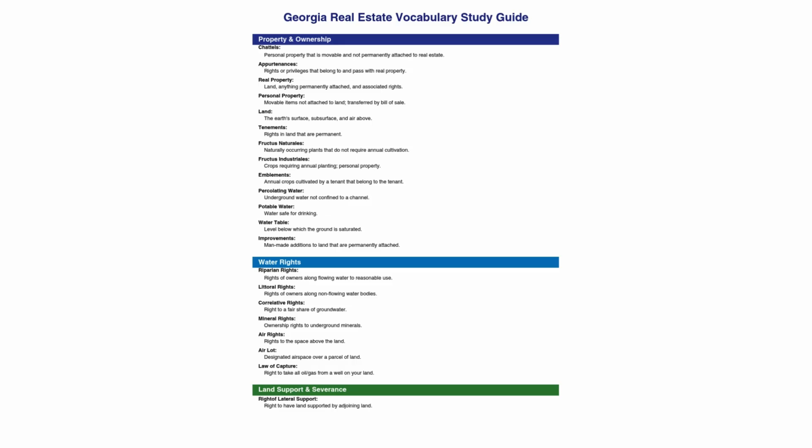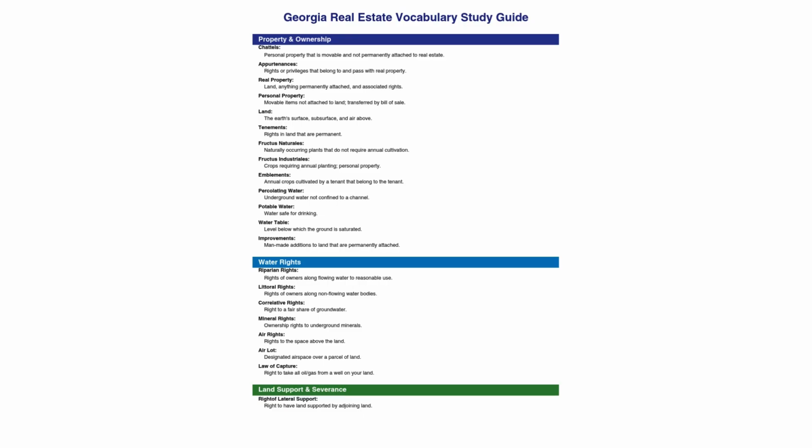Land is the earth's surface, subsurface, and the air above to infinity. Tenements are rights in land that are permanent. Fructus naturales are naturally occurring plants that do not require annual cultivation. Fructus industriales are crops requiring annual planting. They are usually severed and so viewed as personal property. Implements, annual crops that are cultivated by a tenant, belong to that tenant.